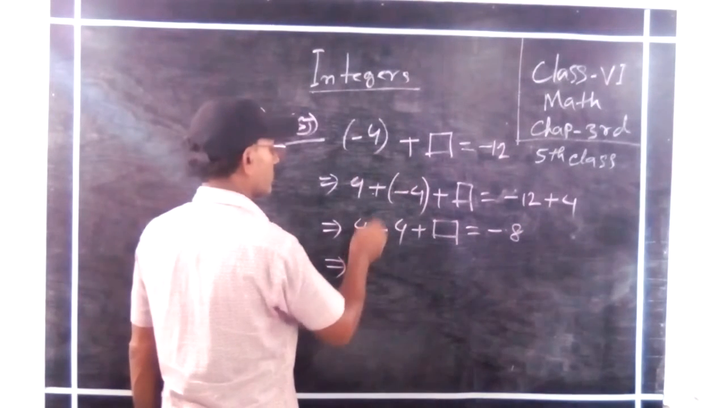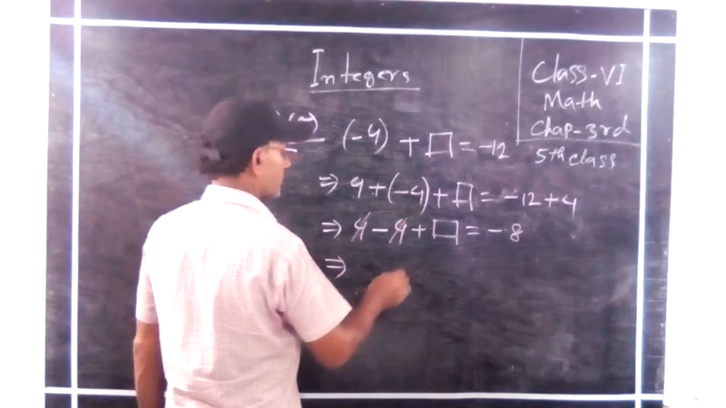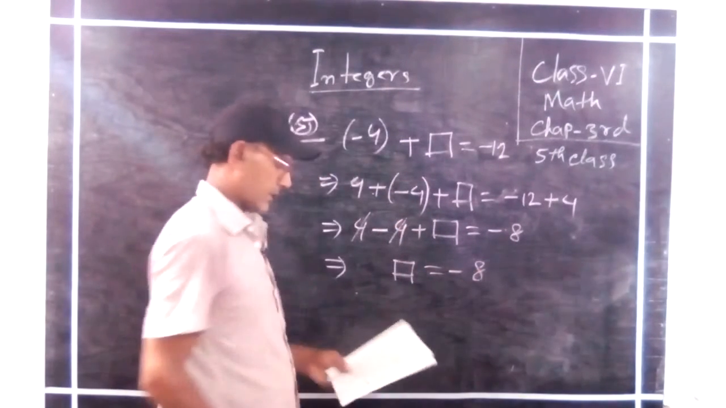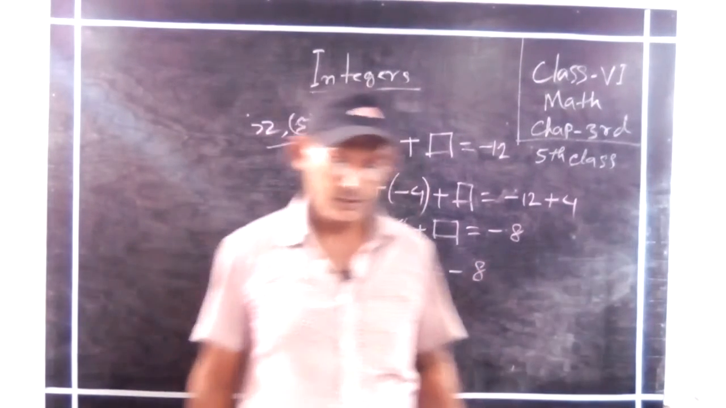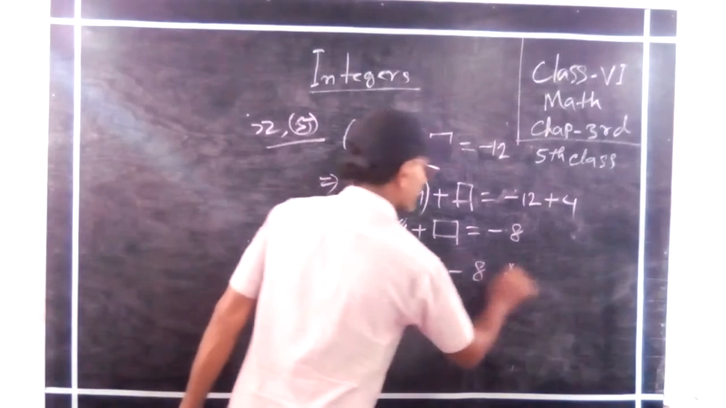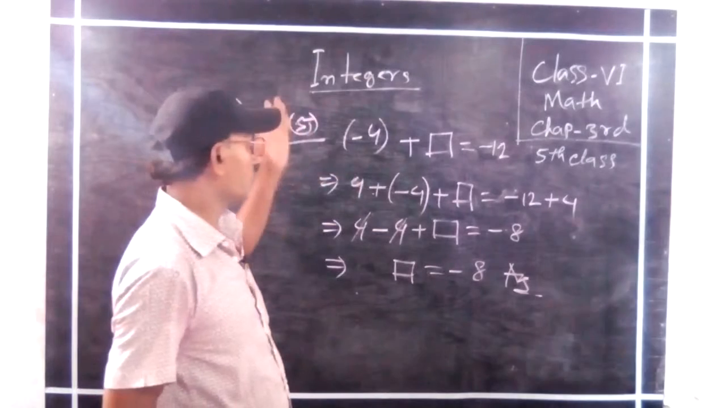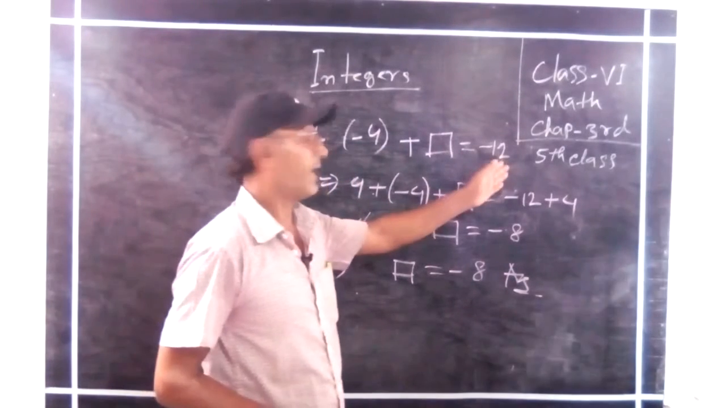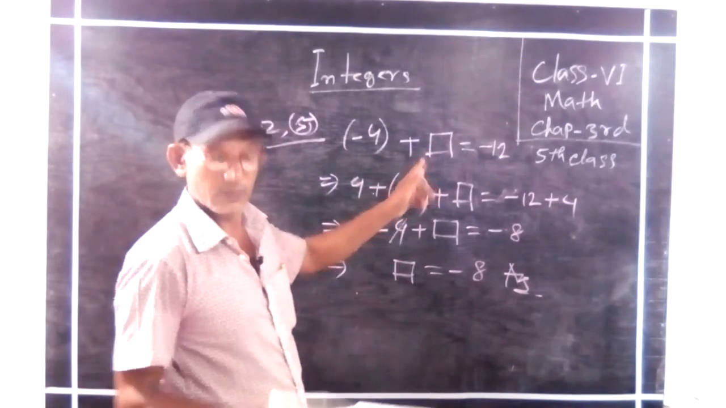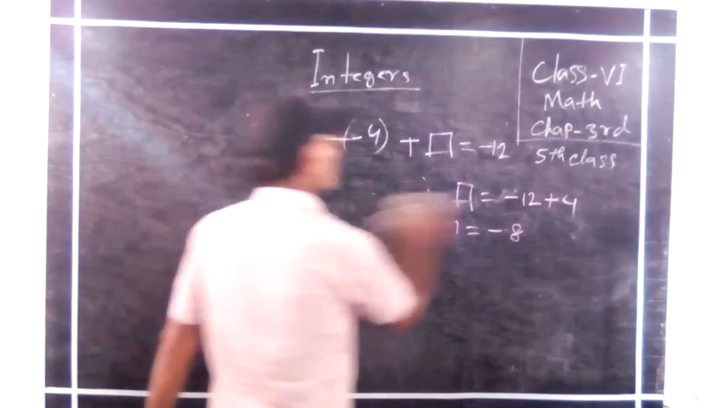So that means empty cell equal to minus 8. So our result is empty cell equal to minus 8. This is our answer. You can write this line and put the empty cell minus 8. Okay? Yes, thank you. So we clean our place.